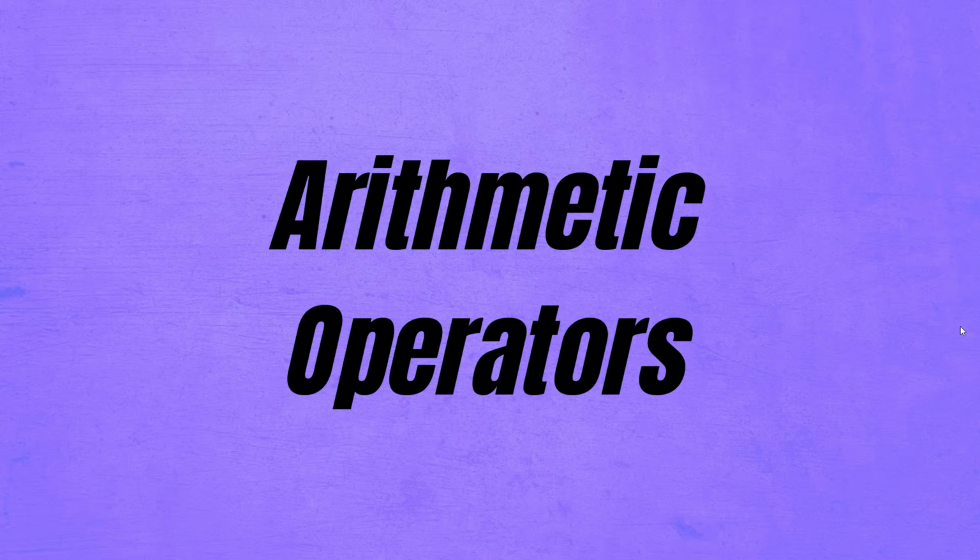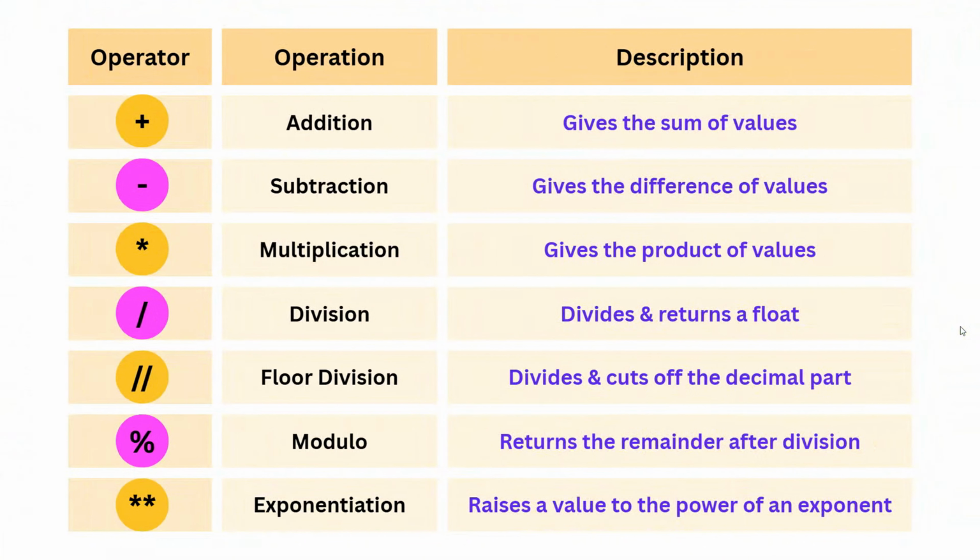Let's begin with arithmetic operators. These are used to perform basic mathematical operations such as addition, subtraction, multiplication, division, floor division, modulo, and exponentiation. Addition adds two values. Subtraction subtracts one value from another. Multiplication multiplies two values. Division divides one number by another and returns a float.